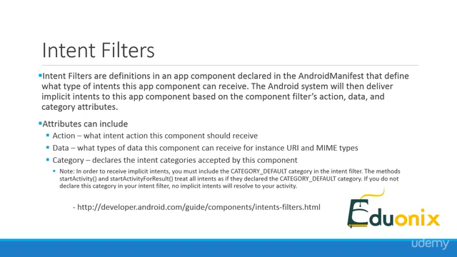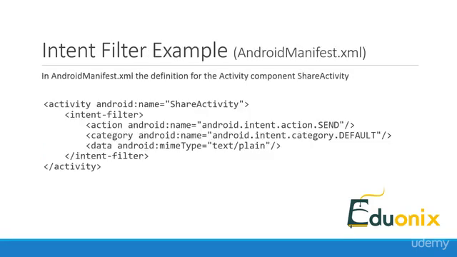Please note that in order to receive implicit intents, you must include the default category in the intent filter. The methods startActivity and startActivityForResult treat all intents as if they declare the default category. If you do not declare this category in your intent filter, no implicit intents will resolve to your activity. An example of an intent filter can be seen here, where the share activity has an intent filter for receiving send actions of MIME type text/plain with the default category.